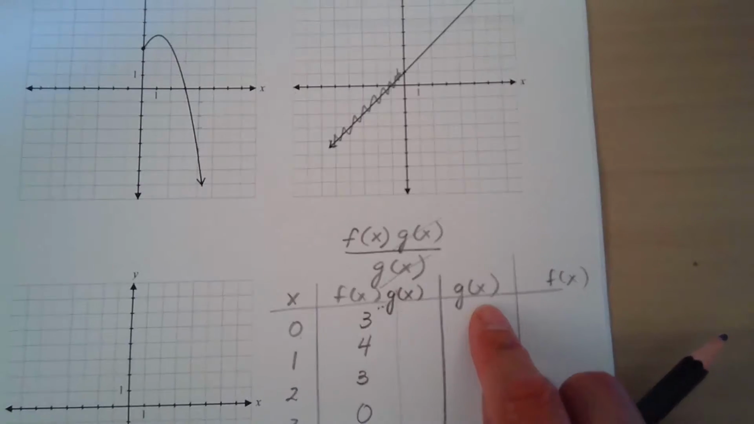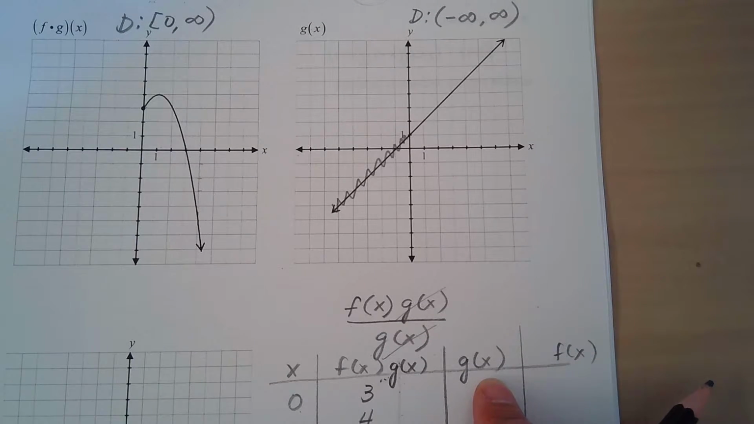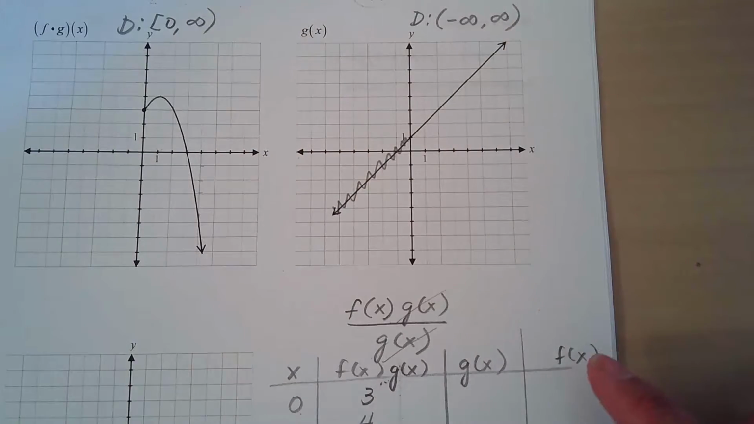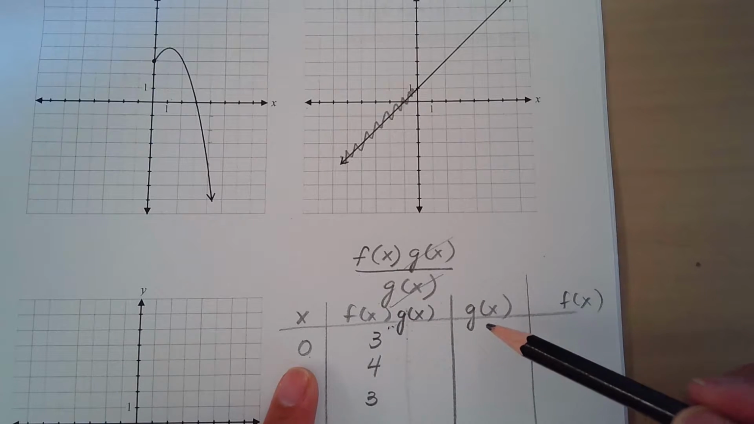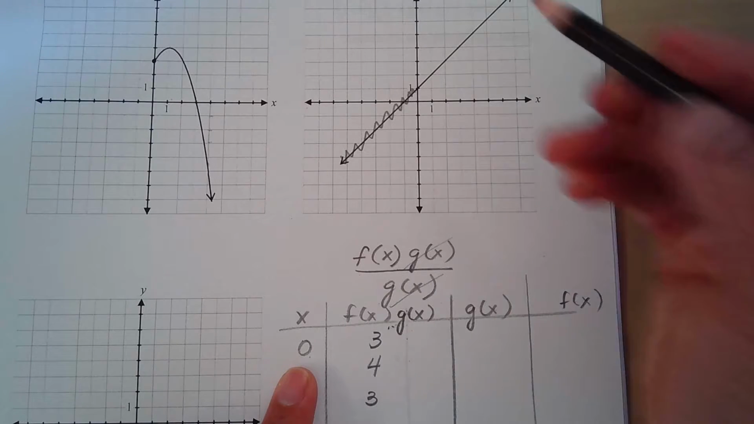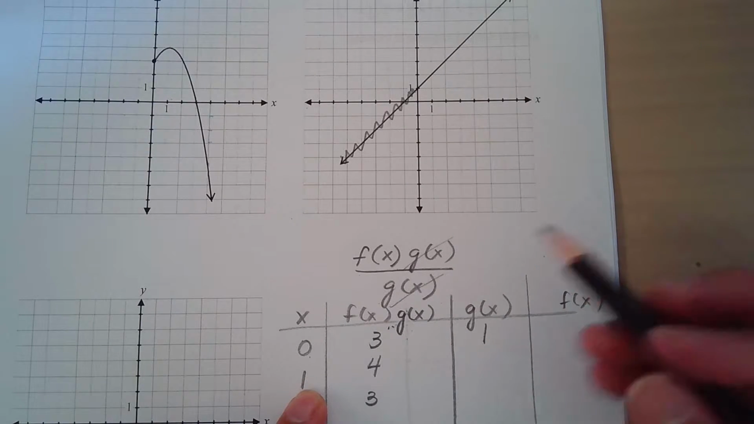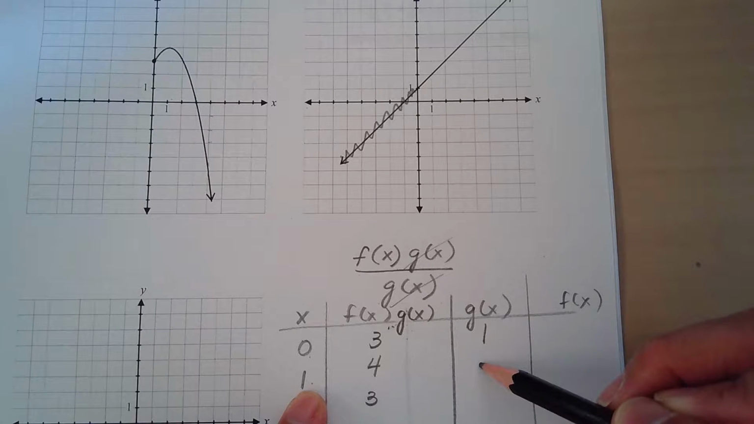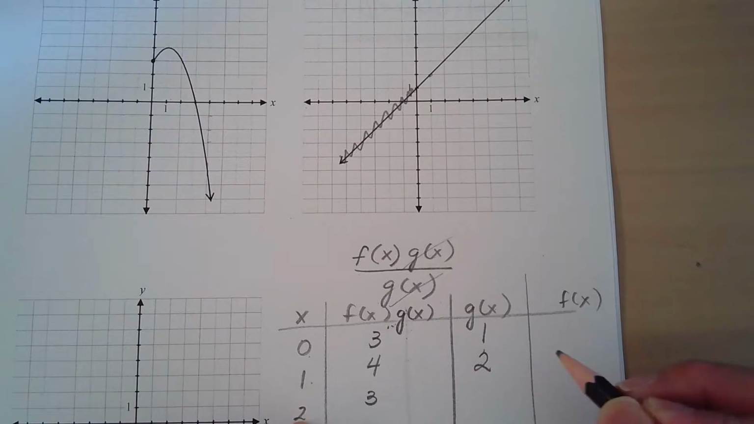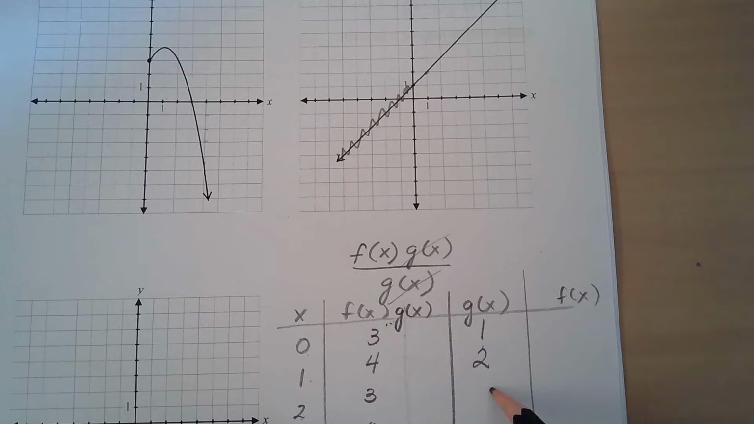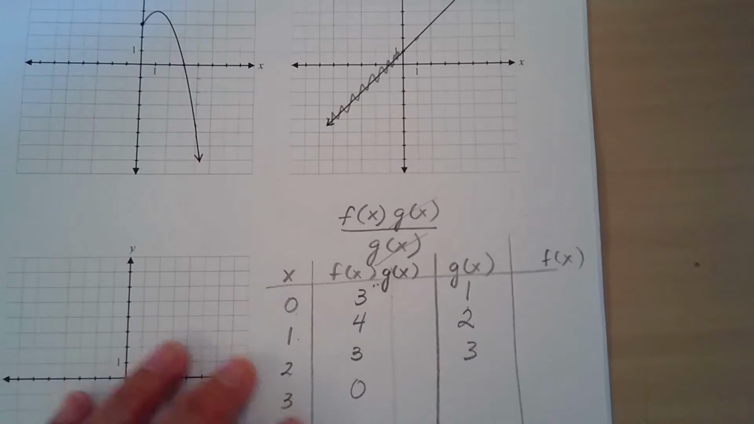So now let's go to this one. We're gonna look at the function g of x. If x is 0, what's the value of g of x? 1. If x is 0, it's 1, right? Okay, good. If x is 1, what is the value of g of 1? That's 2. If x is 2, what is the value of g of 2? 3, right? Okay. So we'll start from there.